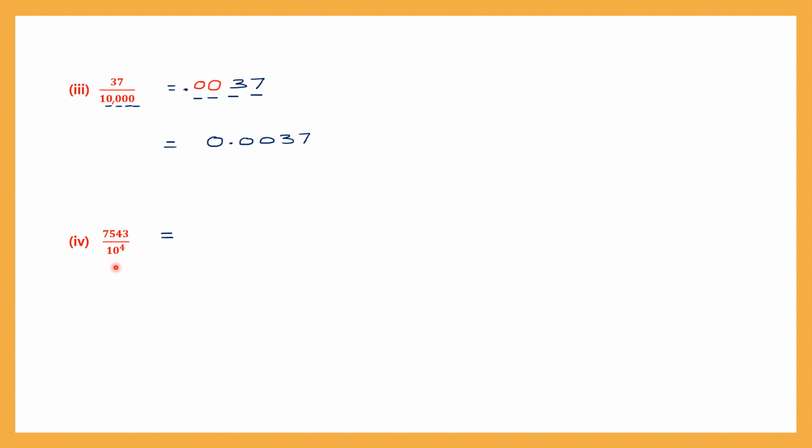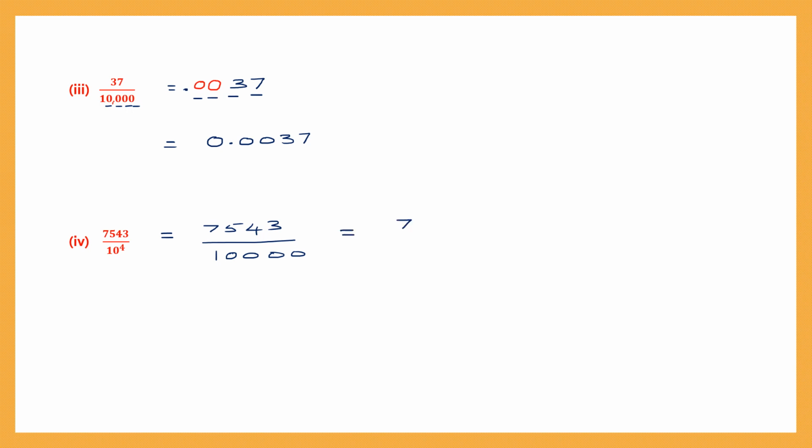Next question. So here we have 7,543 by 10 raised to the power of 4. That means there are 4 zeros. So let's rewrite this question first. 7,543 by 10 raised to the power of 4 means 1 followed by 4 zeros. 1, 2, 3, 4. So this becomes 10,000. So now we can write our decimal number.